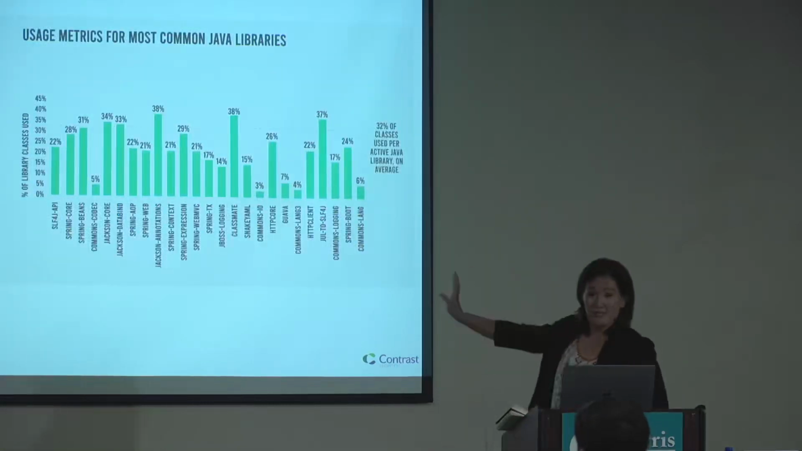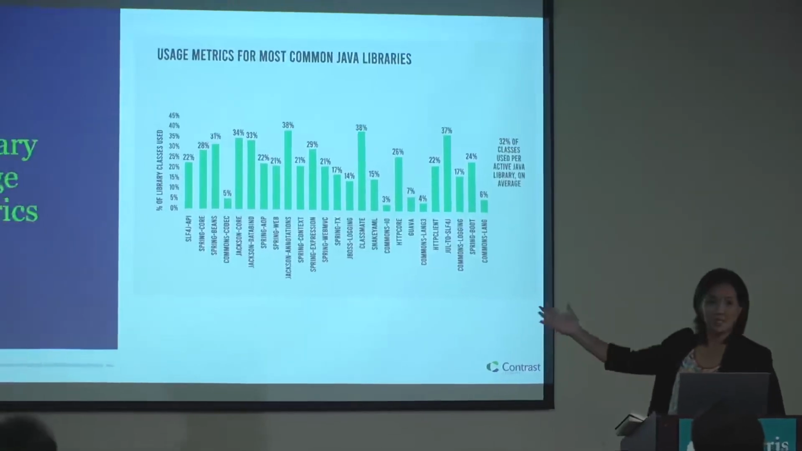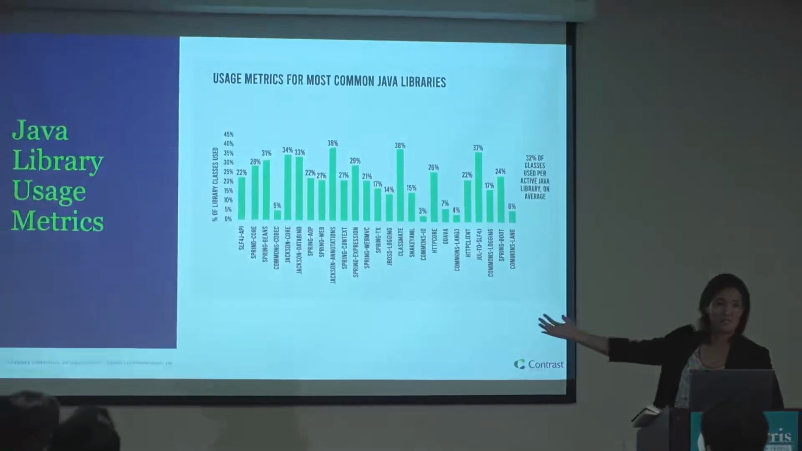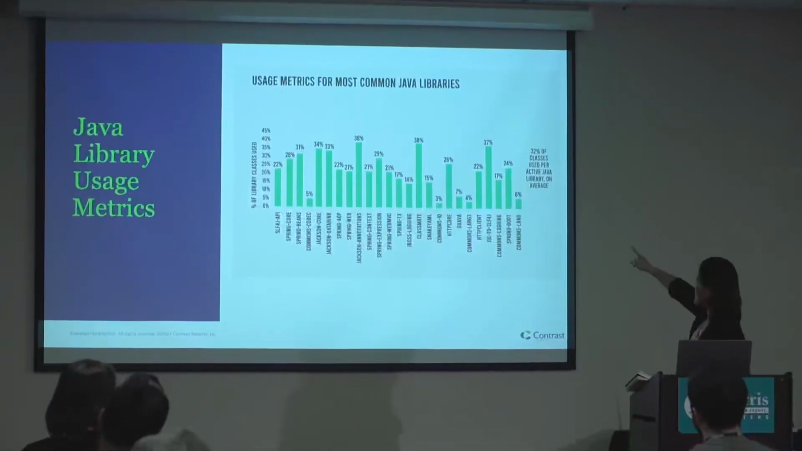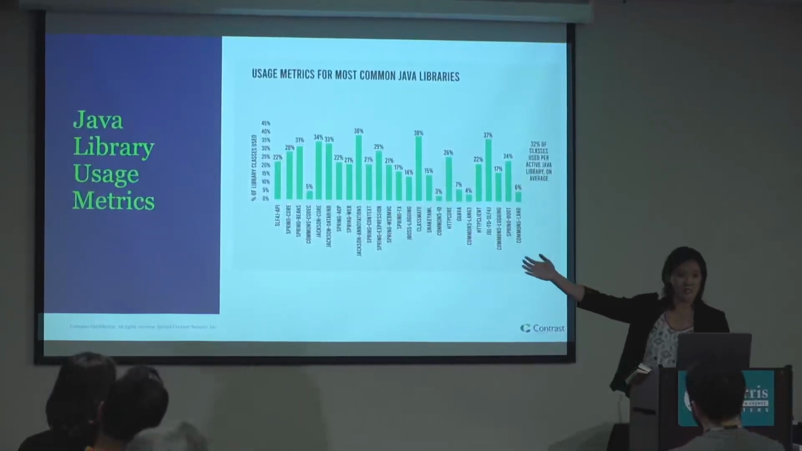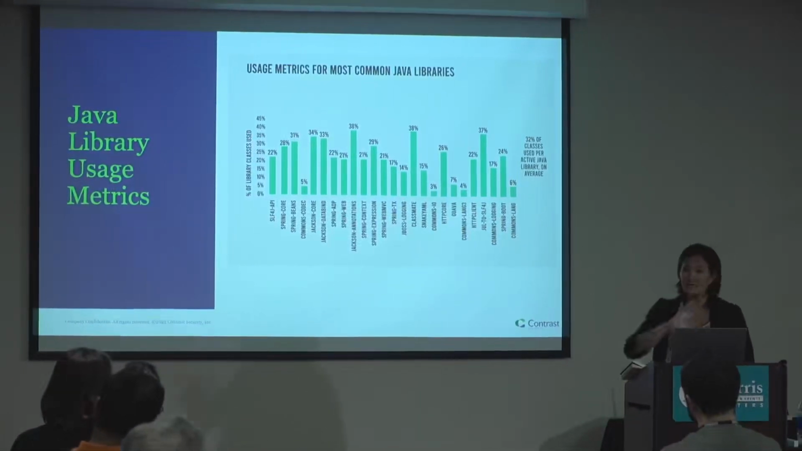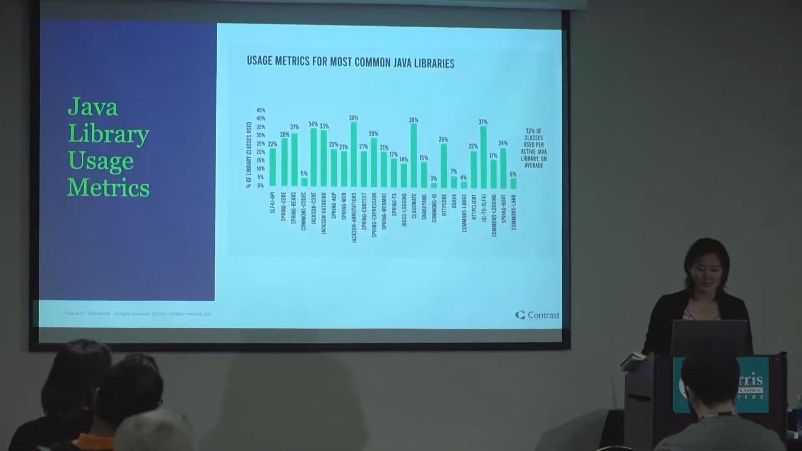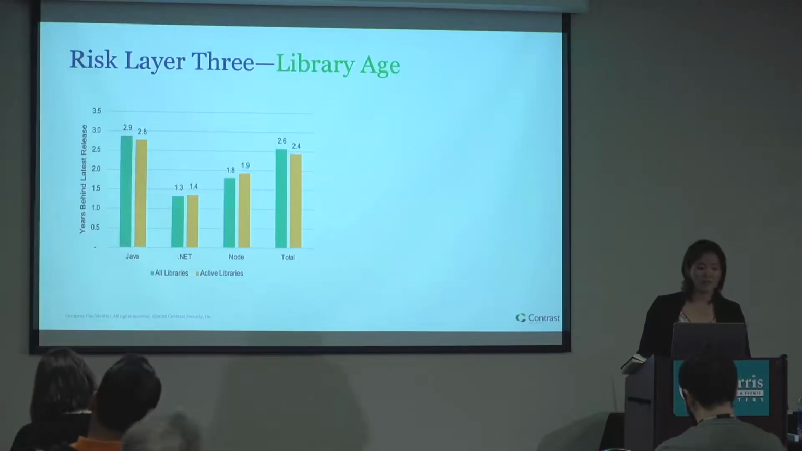Some metrics here. Another eye test for you guys. Here are some of the most common Java packages and libraries that are used in our applications across the world. And you'll see, on average, only 32% of those libraries are actually used. Those classes are invoked somehow, some way. So there's a ton of libraries out there that are just not active, classes that aren't being used, which is interesting, right? All right, moving on quickly to risk layer 3.